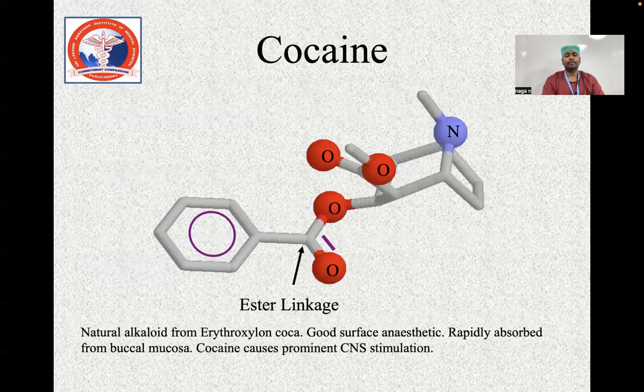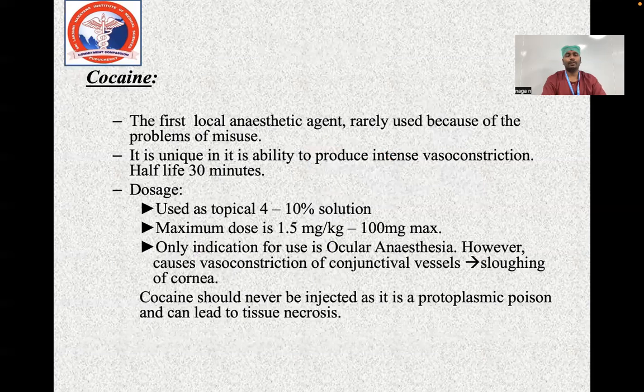So, the molecular structure of cocaine. Here you can see the ester linkage. Cocaine is a natural alkaloid from Erythroxylum coca. It's a good surface anesthetic, rapidly absorbed from the buccal mucosa. Cocaine causes prominent CNS stimulation. It was the first local anesthetic, but is rarely used because of the problems of misuse. It is unique in its ability to produce intense vasoconstriction. Its half-life is 30 minutes.